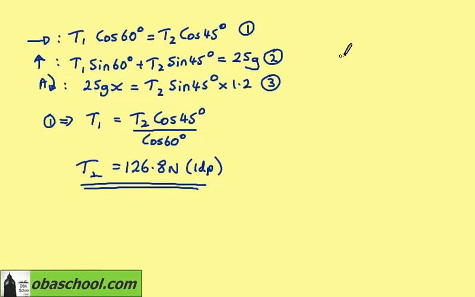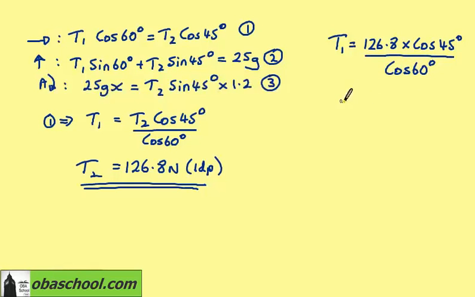We can now come back to this expression to work out the value of T1. T1 is going to be T2 times the cosine of 45 degrees divided by the cosine of 60 degrees, and this is 179.4 newtons.